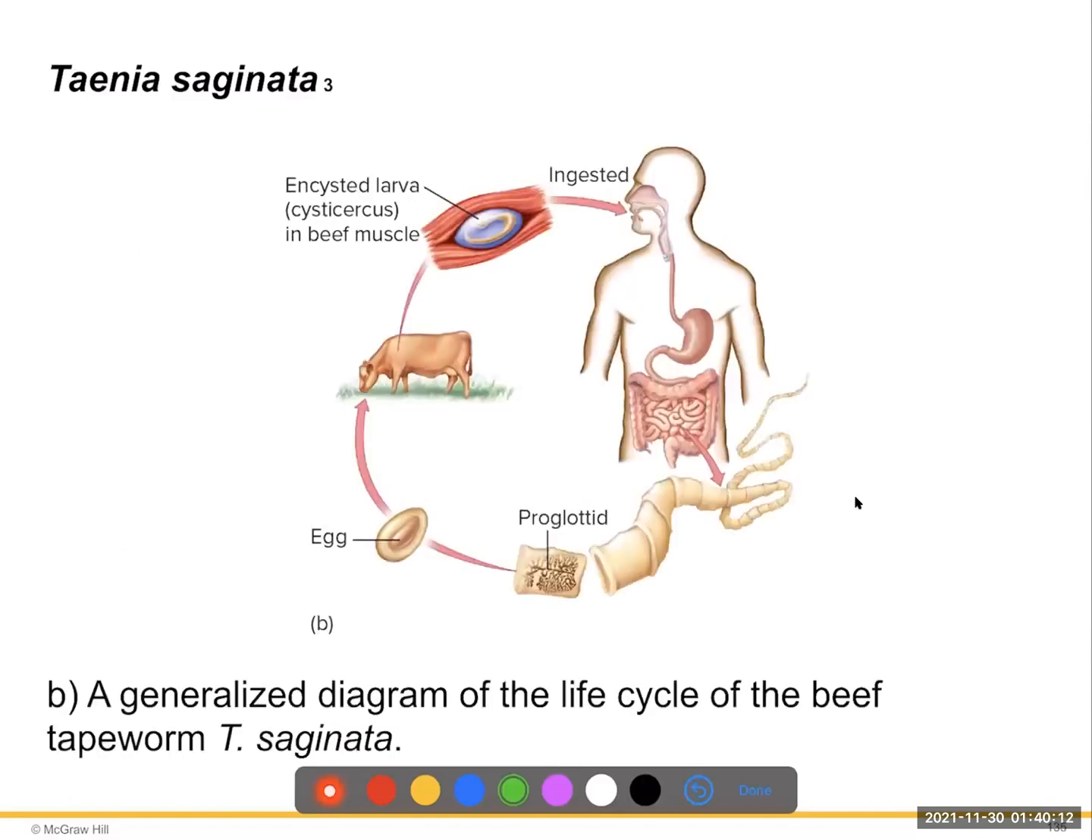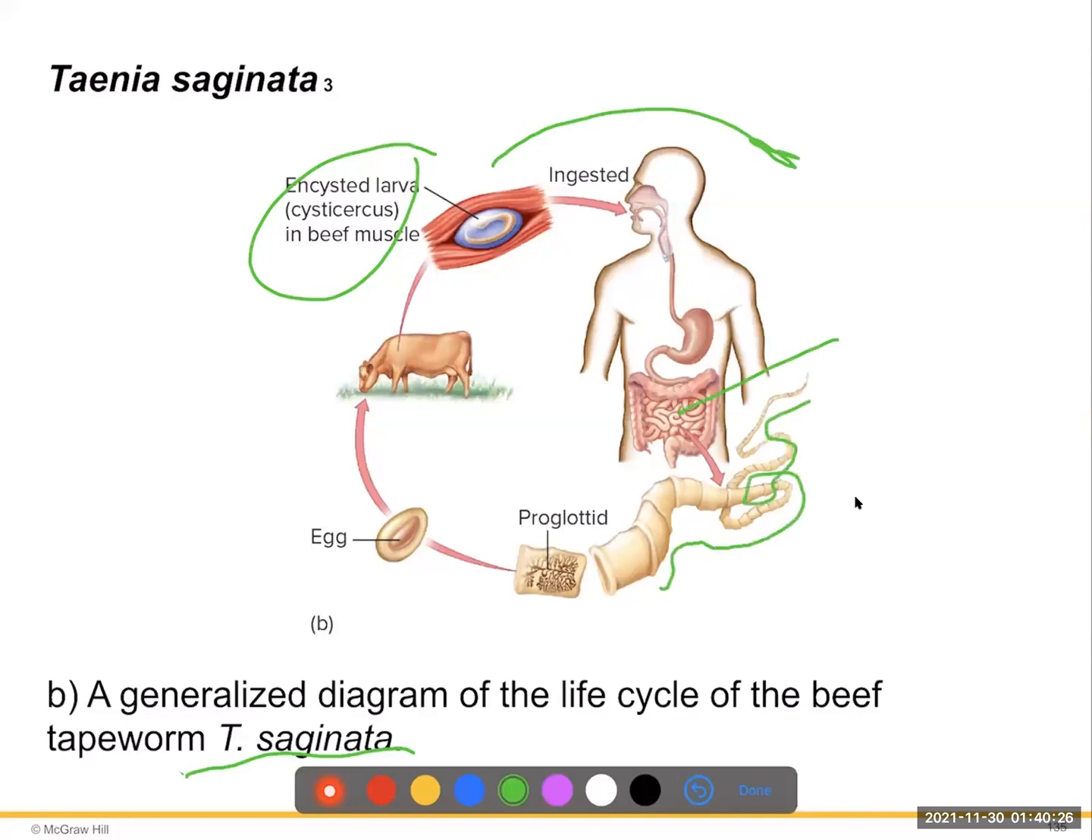This is the generalized diagram of the life cycle of the beef tapeworm, T. saginata. You have your encysted larvae. You ingest it by eating uncooked beef, and it goes into the small intestine here. It starts to mature and grow longer and longer. These little sections, 1, 2, 3, 4, 5, are the proglottids. Once these are shed, they release more eggs. The eggs are in your feces. Feces are then fed back into the cow in an infected area and come back into here and complete this cycle into the next person.